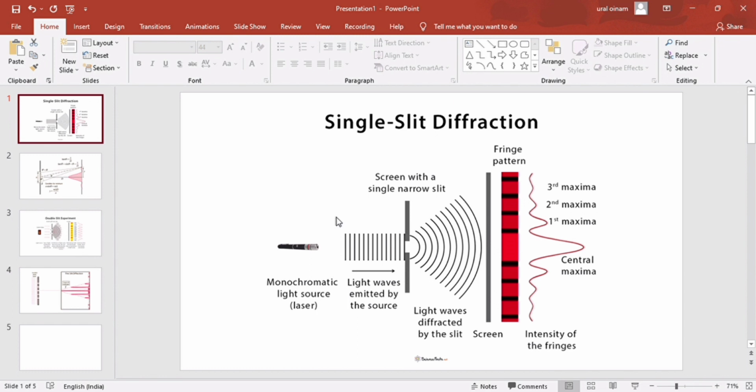So how does the single slit experiment work? Well, in single slit diffraction, a wavefront encounters a single narrow slit or aperture. So this one will be the wavefront, and this gap is the aperture. The aperture causes the wave to spread and interfere with itself.